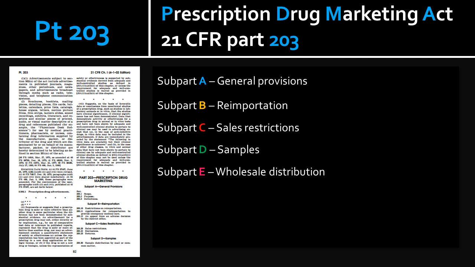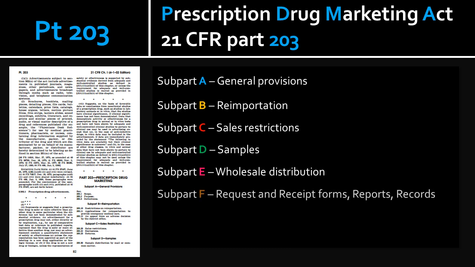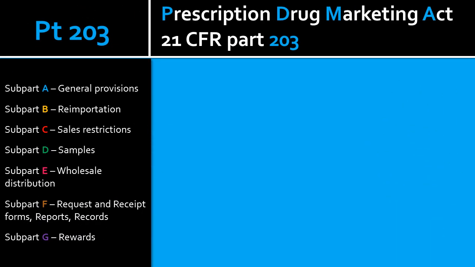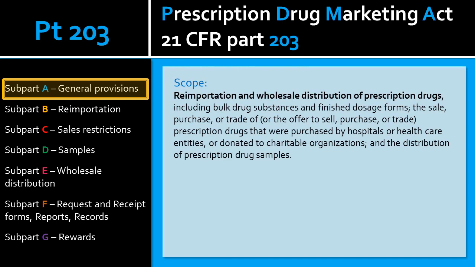Subpart E, Requirements for wholesale distribution of prescription drugs. Subpart F, Requests and receipt forms, reports, and records. And Subpart G, Rewards. The Act covers prescription drugs including both bulk drug substances and finished dosage forms in drug samples. Restrictions do not apply to blood and blood components intended for transfusion.